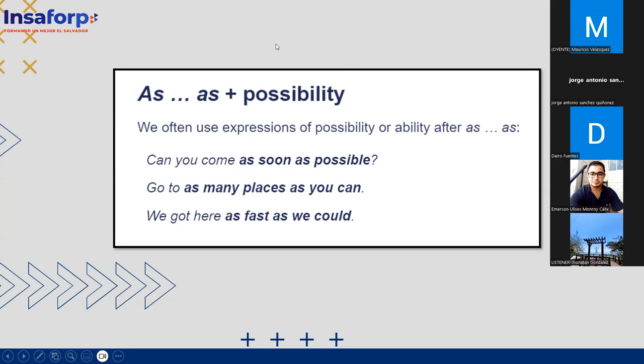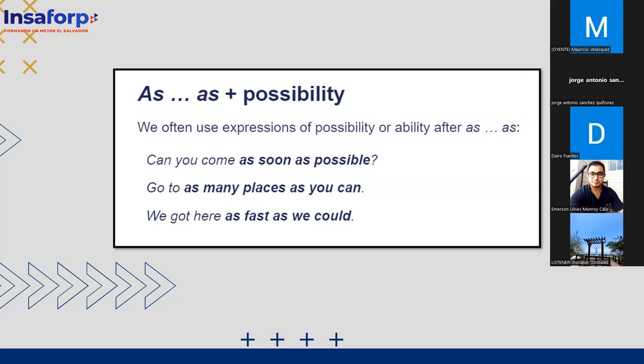One volunteer to read this book. Jose Romero, please. As for possibility: we often use expressions of possibility or ability after as. You can come as soon as possible. Go to as many places as you can. We got here as fast as we could.